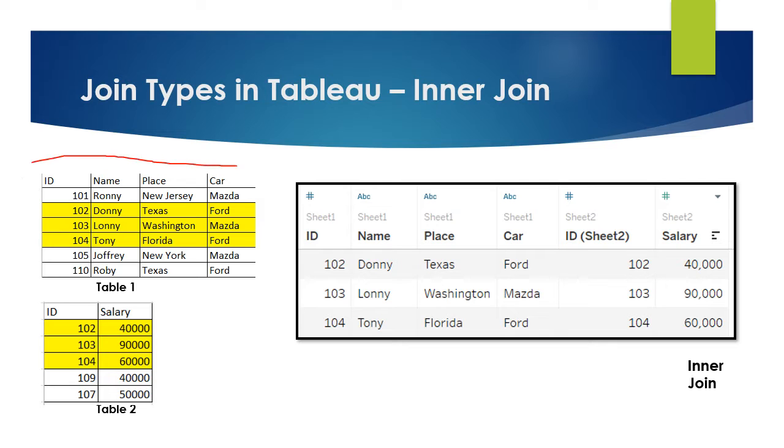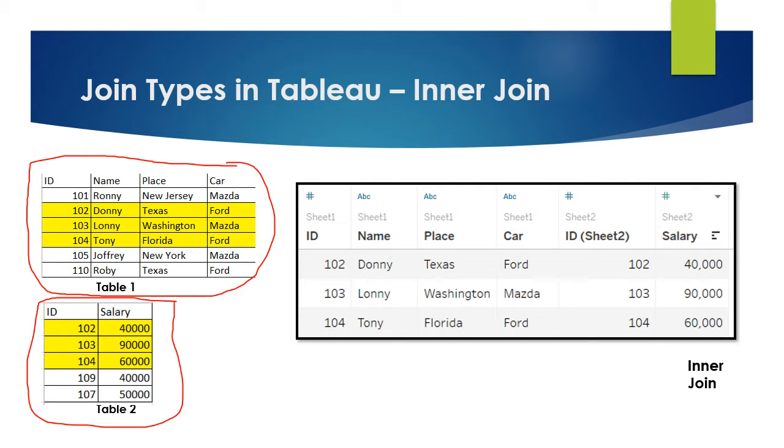We have table 1, which contains fields called ID, name, place, and car. The second table contains ID and salary. So what we are doing is creating an inner join based on a unique field, which is ID. If we were to create an inner join in Tableau, the data that it would show is the common data, the common ID fields between these two data sets.